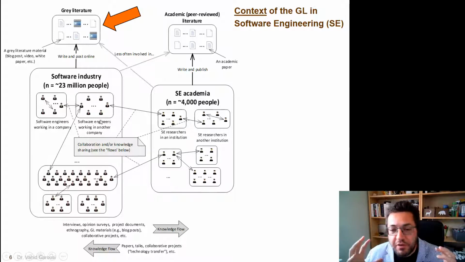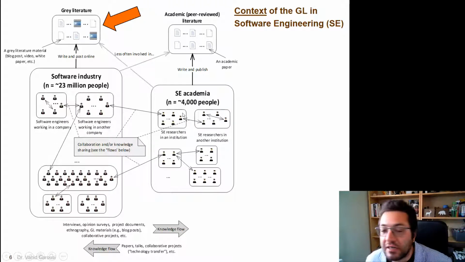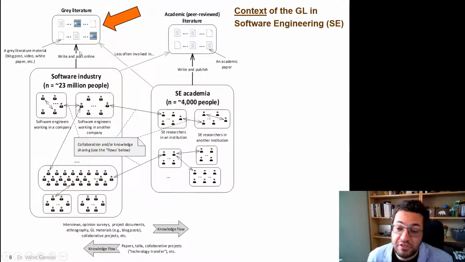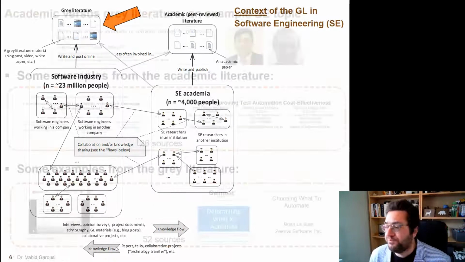All these people collaborate, and of course, software industry people produce software as their main output. In academia, we study how software engineering should be done, and so we produce papers. Some of the practitioners write and post GL materials, such as videos and blog posts. These are the collaborations, and I think it's important to understand that. Also, the knowledge flows in two directions, which is not that much, and I think should be improved.